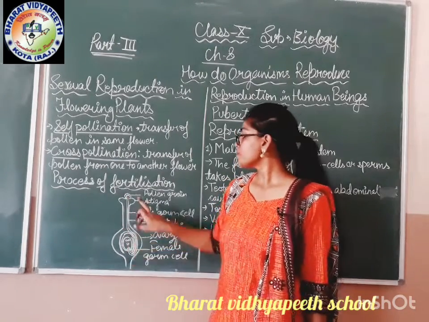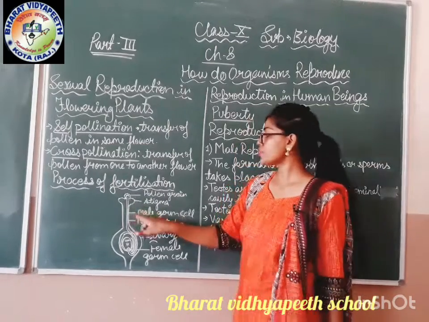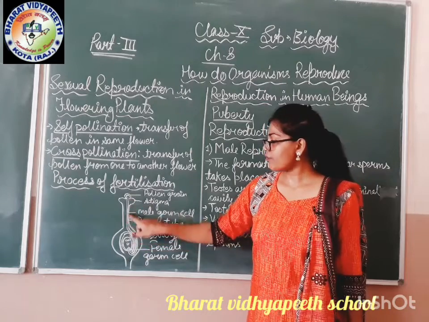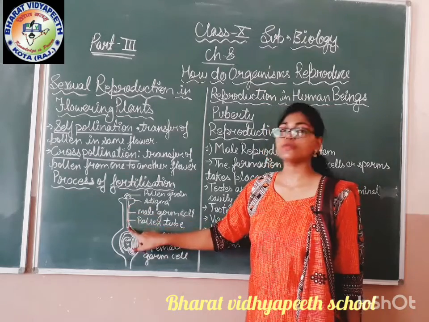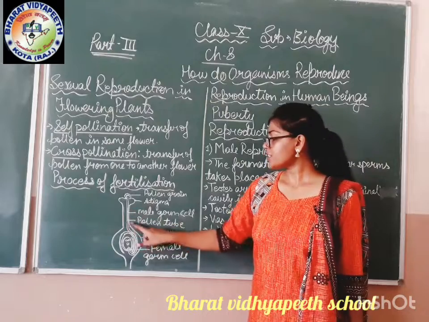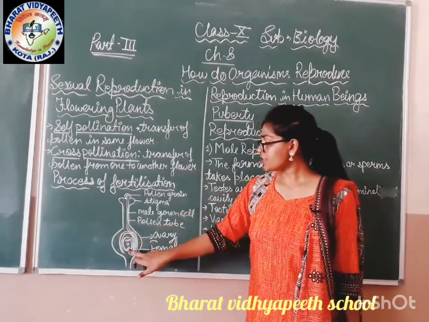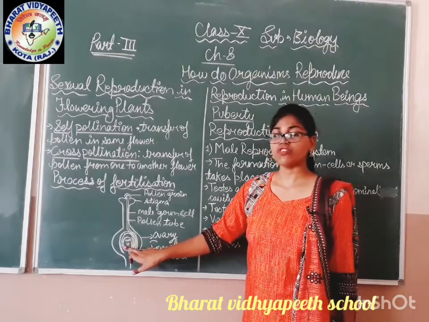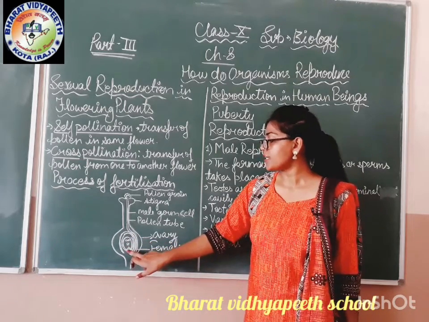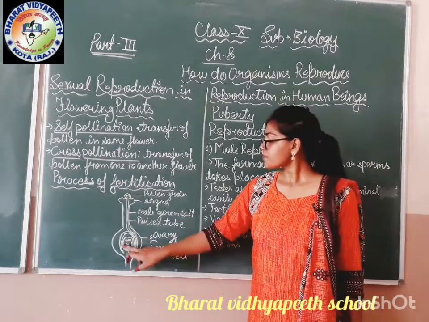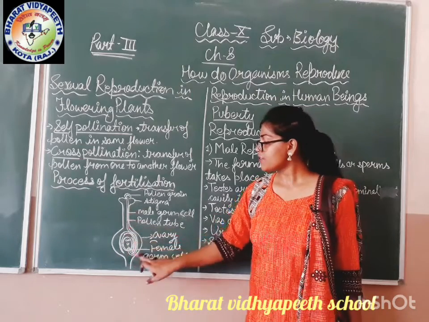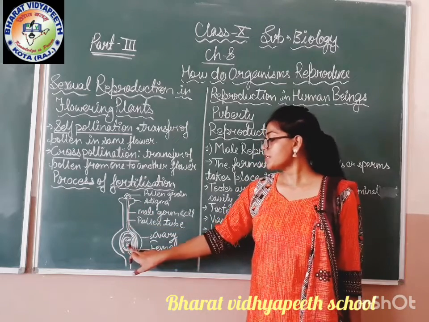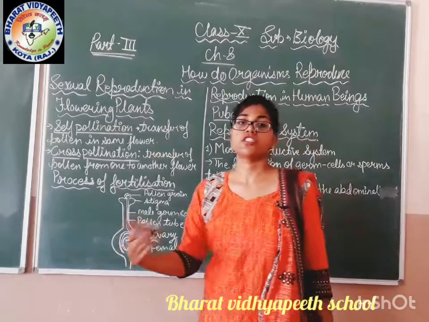This is the pollen grain, this is the stigma portion, and this is the male germ cell which is transferred. The tube which the pollen grain forms is known as the pollen tube. After this there is the ovary portion, in which the female reproductive part is present. The ovary contains the ovule, and the ovule contains the female germ cell. These are the female germ cells, and when the male germ cell moves through the pollen tube and reaches the female germ cell, the fertilization process starts.